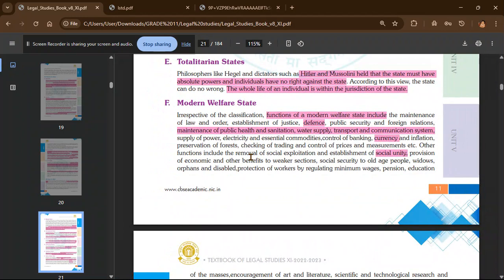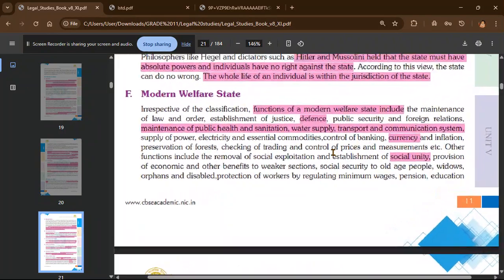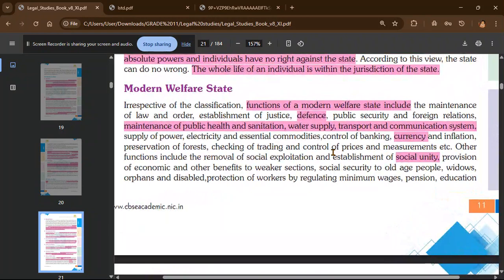So the whole life of individual is within the jurisdiction of the state. Like North Korea. In North Korea, it is not that you can escape that country. Why? Because you have to live within jurisdiction of that state. Totalitarian state is basically dictatorship. Modern welfare state, the example is India, a modern welfare state. Means the functions of a modern welfare state include maintenance of law and order, establishment of justice, defense, maintenance of public health and sanitation, water supply, transport, communication, currency, inflation. All of these are there.